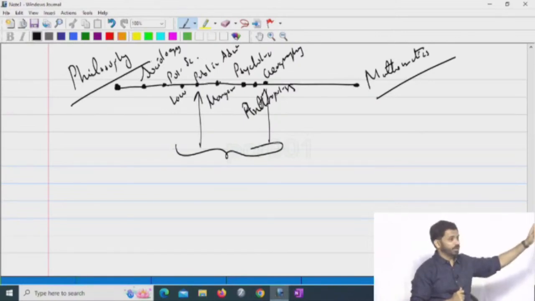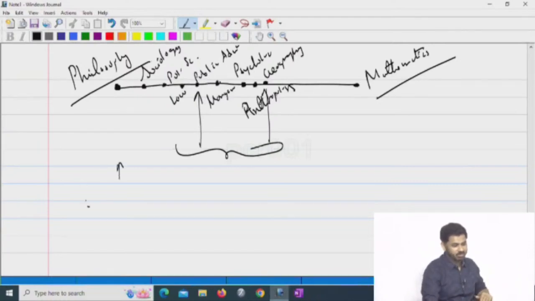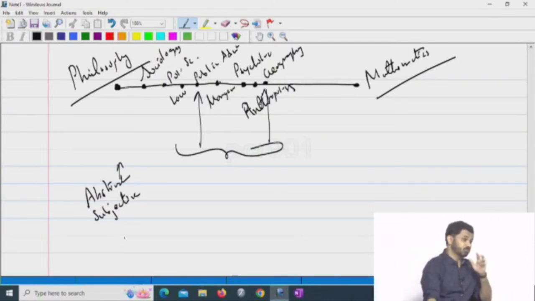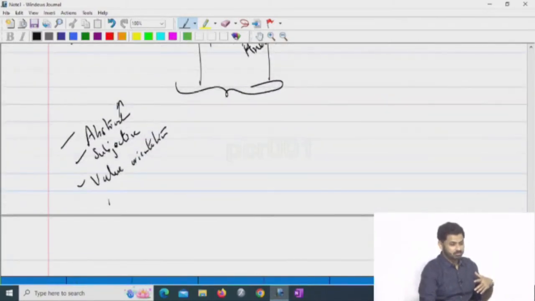When a subject becomes more abstract, then it becomes more analytical. This side will be more analytical, more abstract, more subjective, more value oriented. So I can write this extreme will be related to what? This will be abstract, subjective. See, terms are very important. You should keep noting down. Don't take this as a workshop only. This is something very important. You will not even realize that later on it will help you to understand many other things. Value orientation. More value orientation, subjective, abstract, more analytical.